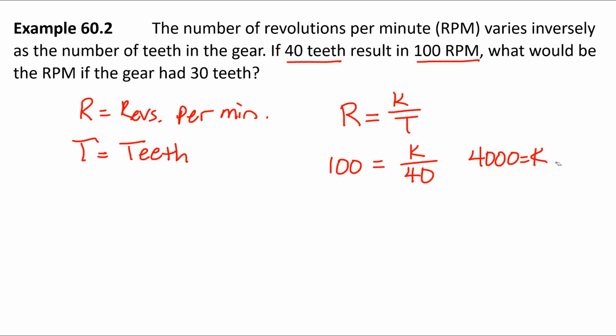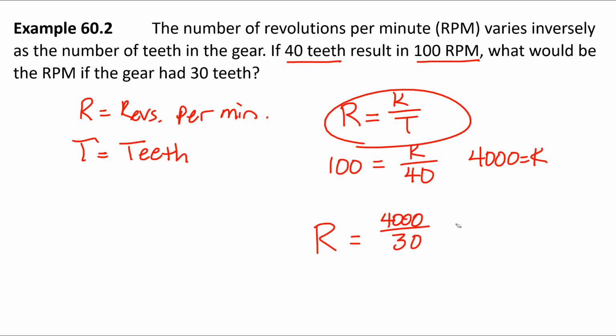So now we want to find out what would be the RPMs if the gear had 30 teeth. So we're just going to use our original equation, but now we know K is 4,000. So RPMs we're looking for, we don't know. What would be the RPMs if T was 30 now? So K is 4,000. We already know that. And T this time is 30. So that is going to be 4,000 divided by 30, which is going to be 400 divided by 3, which is 133 and 1/3 RPMs.